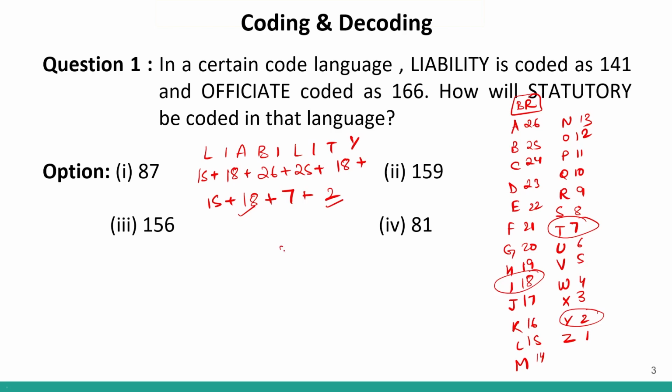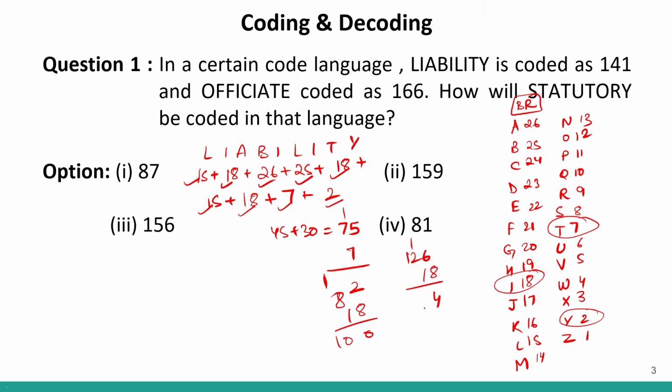So 18 plus 2, 20. Correct? 20 plus 25, 45. Okay? 15 plus 15 is 30. So 45 plus 30 is 75. Correct? 75 plus, let me add 7. So if I add 7, I'll get 82. 82 plus 18, this will be 100. Correct? 100 plus 26, 126. And if I add 18 into it, this will be 144. So the sum is 144.